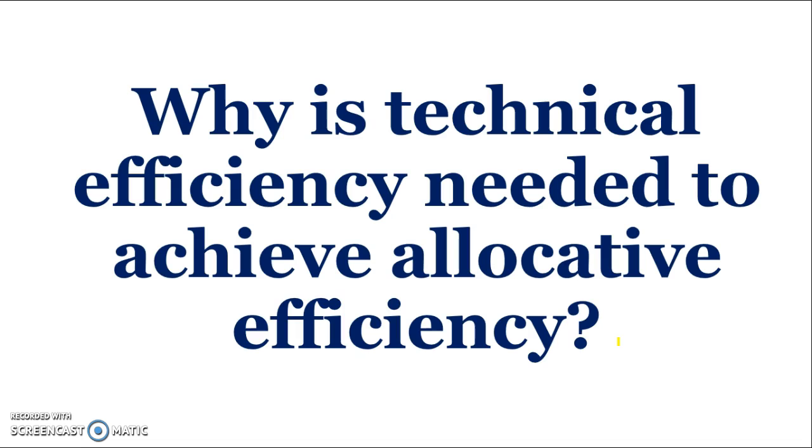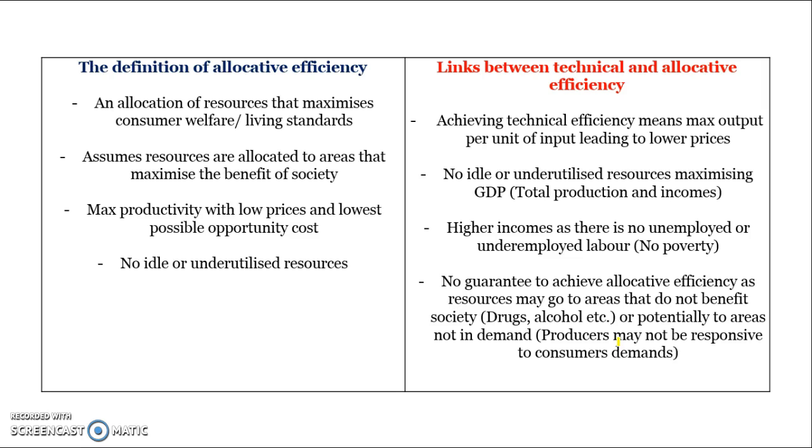Why is technical efficiency needed to achieve allocative efficiency? How I would go about this answer is to define allocative efficiency: the allocation of resources that maximizes living standards, with resources allocated to areas that maximize society's benefit. It assumes that we have no idle or underutilized resources and we're maximizing our productivity.